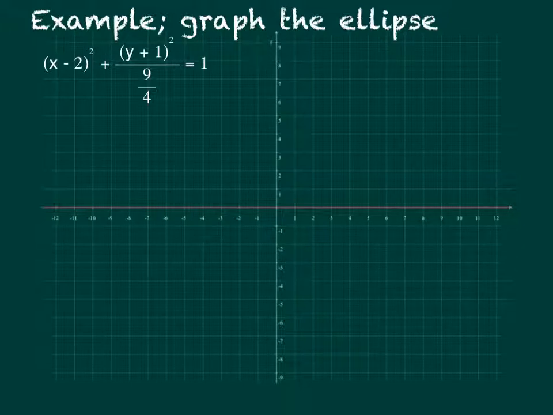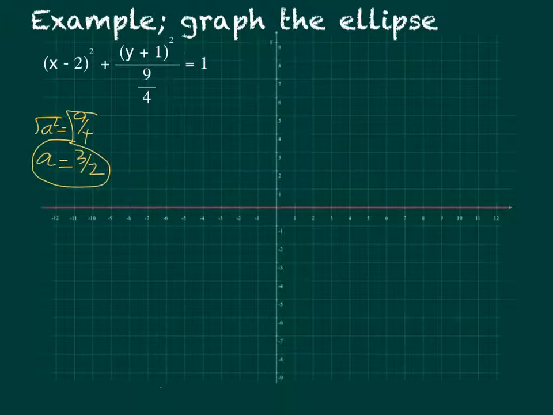This one's kind of awkward because our a squared is 9/4. If our a squared is 9/4, then to find our a, we just take a square root. So a equals 3/2. So we're going to add or subtract 3/2 to get our vertices.